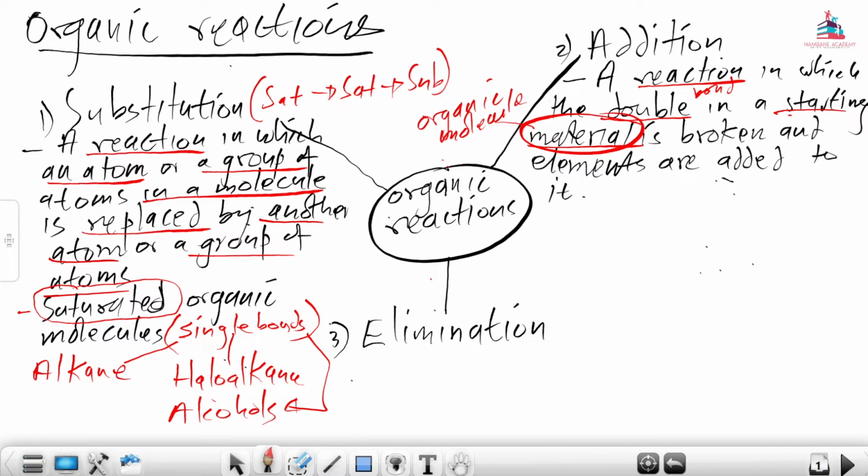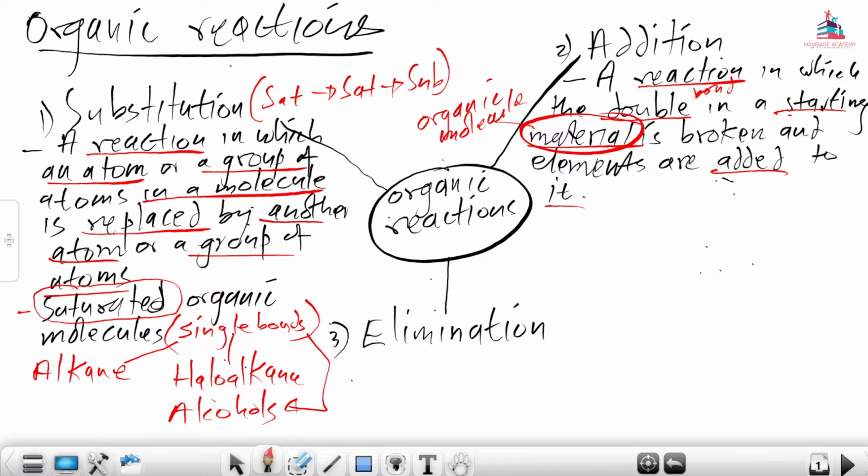So one will ask, should we know about triple bonds also undergoing addition? It is not part of our syllabus. The reason being, as per the exam guideline, as per terms and definitions, as per the CAPS document, it only says an addition reaction is a reaction in which the double bond in an organic molecule is broken and elements are added to it.